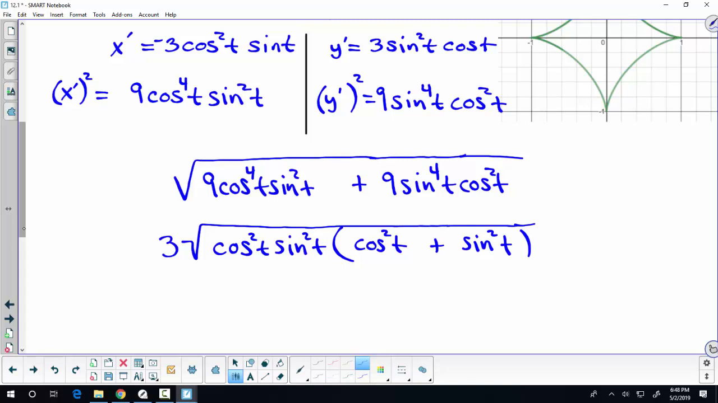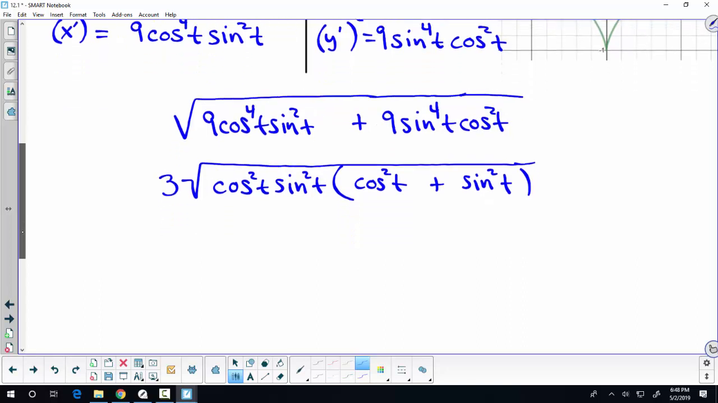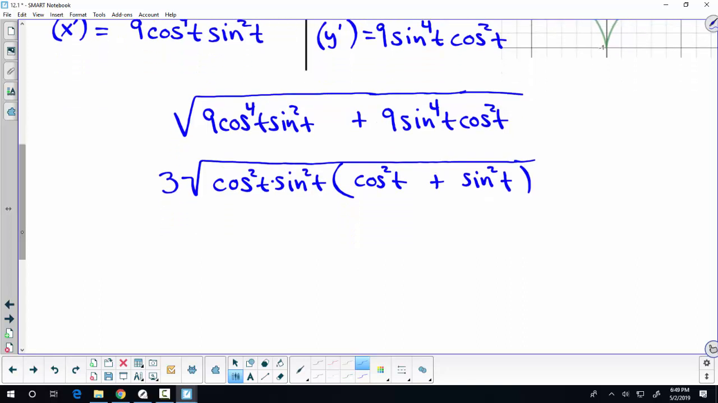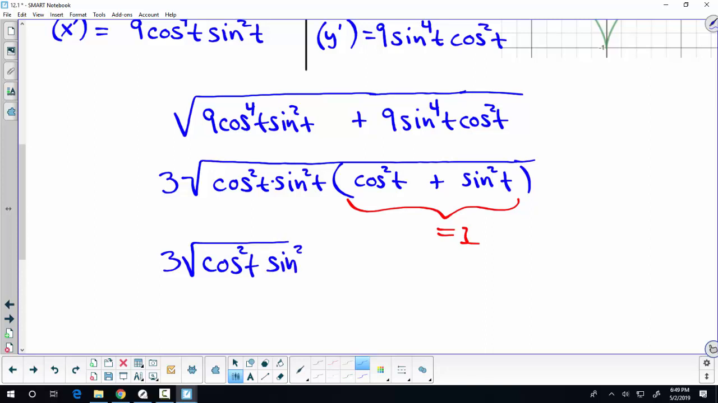Equals 1. The product doesn't equal 1. The sum does equal 1 though. Oh, those are multiplied. Yeah. Okay, so we just have 3 times the square root of cosine squared t times sine squared t.